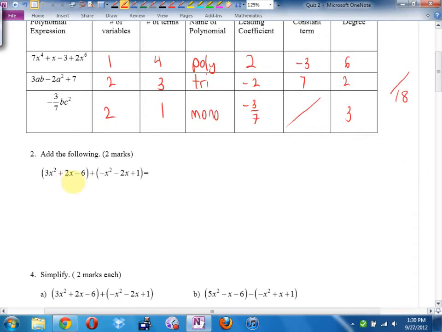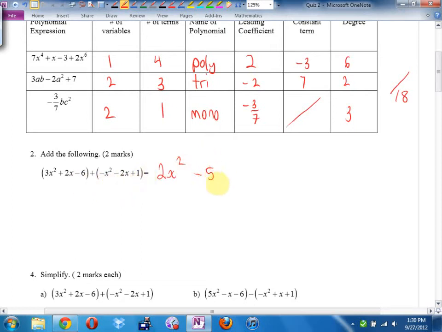It's going to be 3x squared plus -x squared. It's going to be 2x squared. It's going to be 2x plus -2x. I think your 2x's cancel. It's going to be -6 plus +1. I think it's going to be -5.